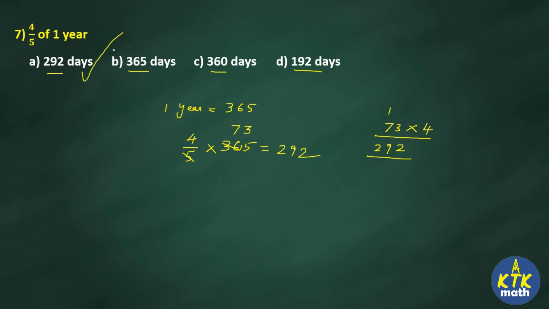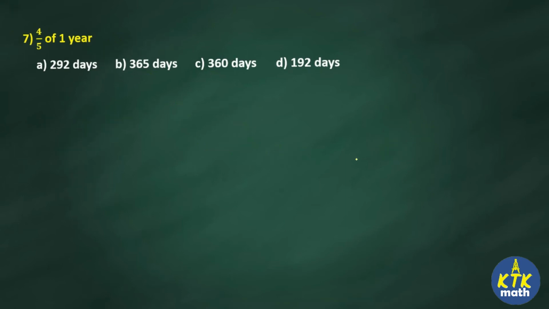292 days. So whenever they are asking a fraction of 1 year, you check the options. Options are given in terms of days, so you convert the year into days, then multiply the given fraction. So instead of 4 by 5, they may give 3 by 5 also, or 1 by 5, any number they may give. So based upon that you can cancel and find the answer.